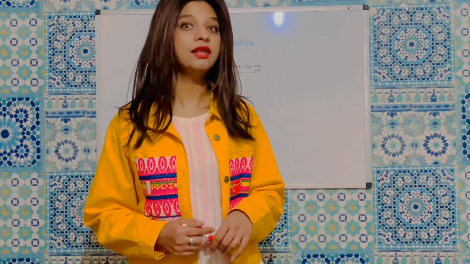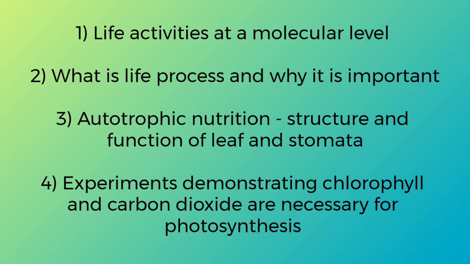I am Dr. Misha. Today we will discuss the NCERT Science syllabus, Chapter 5, Life Processes. By the end of this video you will learn: 1. Life activities at a molecular level. 2. What is a life process and why it is important. 3. Autotrophic nutrition, structure and function of the leaf and stomata. 4. Experiments demonstrating that chlorophyll and carbon dioxide are necessary for photosynthesis.